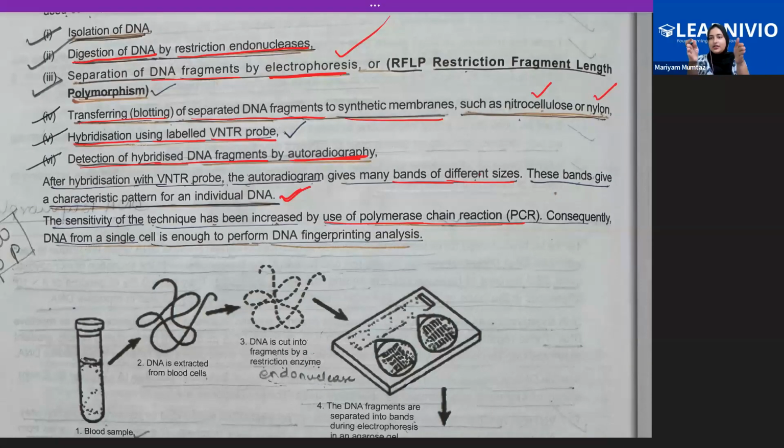PCR is this tiny machine. It's like a box. But with the help of that machine, you can make thousands, billions and billions of copies of DNA. So even if you get a tiny bit of DNA, like half a hair strand, or a little bit of saliva, that is more than enough because you can increase that.